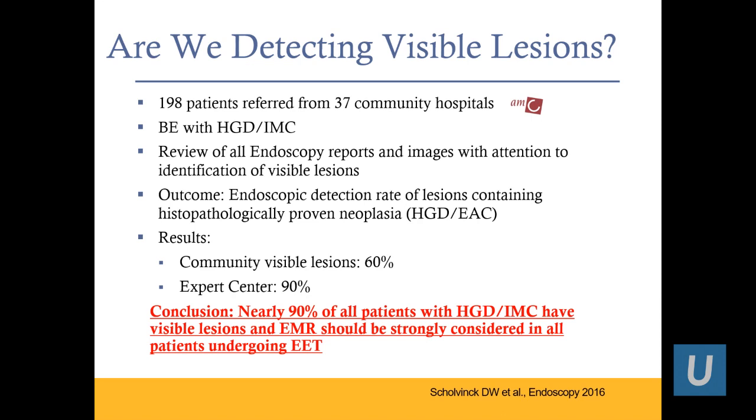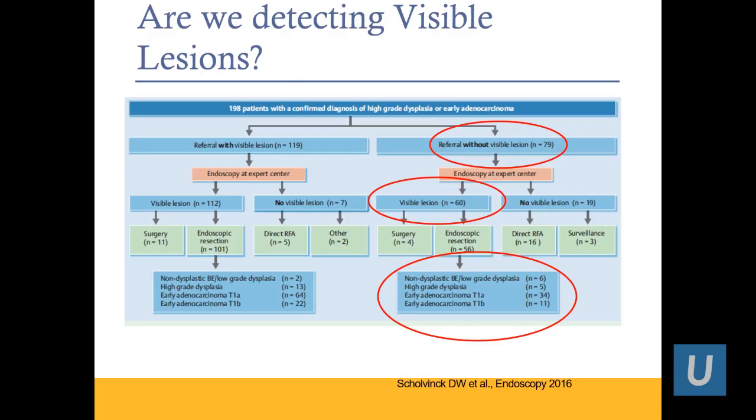The reason that matters is all visible lesions should be resected, not ablated, okay? So it should change your management strategy. This is a table from the paper. The main thing here is there were 79 patients who did not have a visible lesion, but when they went to the tertiary center, 60 visible lesions were found, and the majority of those were T1A cancer. In fact, 45 of those are T1A or T1B cancers.